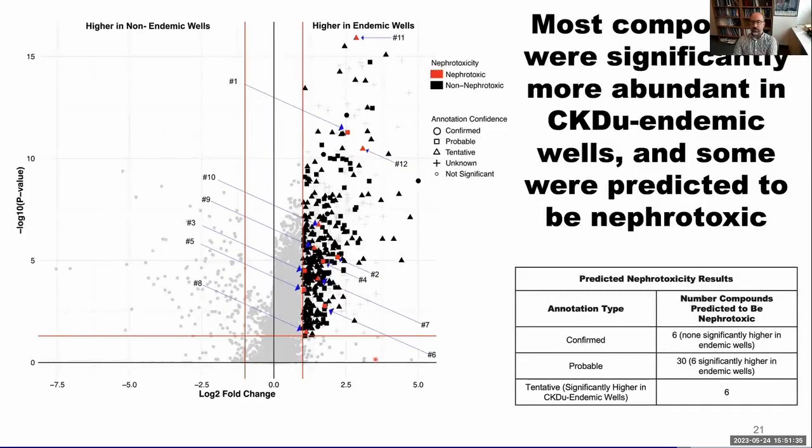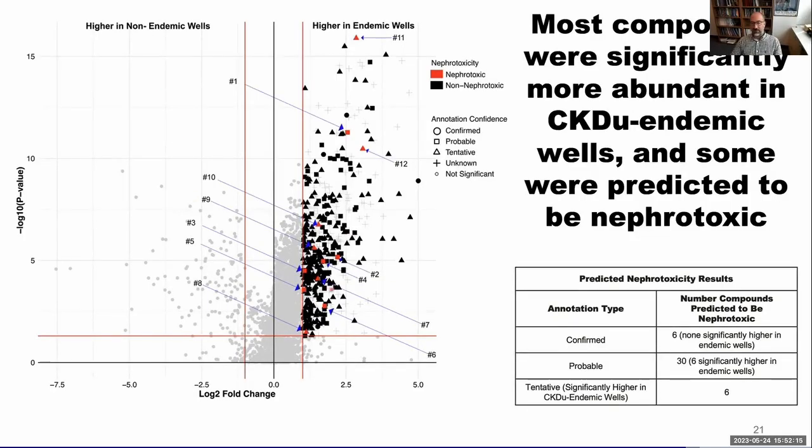And similar to what Heather Stapleton showed, we can actually look at these non-target data using volcano plots. As she said before, just to orient you, the origin here is 0, 0. On the left side and right side, these are fold change relative to the other treatment. So here, everything to the right of our red line is significantly higher in endemic wells, basically in this upper right-hand quadrant. Everything in the upper left-hand quadrant was significantly higher abundance in our non-CKDU endemic wells.